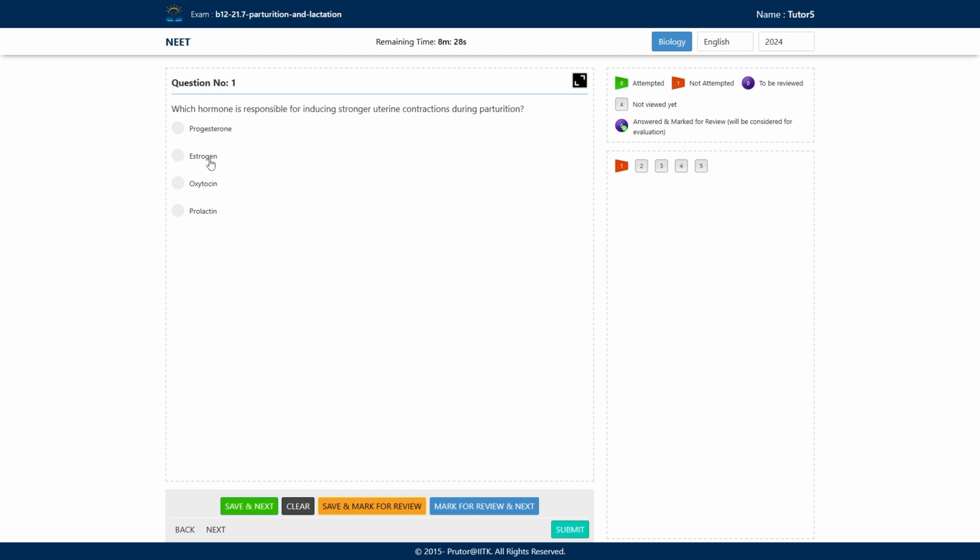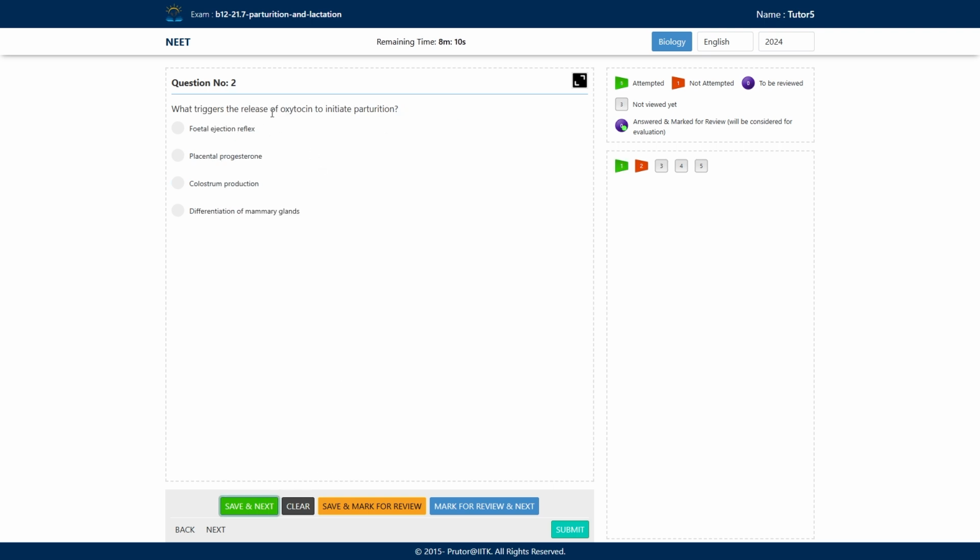Okay, so let's have a look at the answer. The answer will be option number C, oxytocin. Oxytocin is also known as the birth hormone. This oxytocin induces stronger uterine contractions during the parturition.